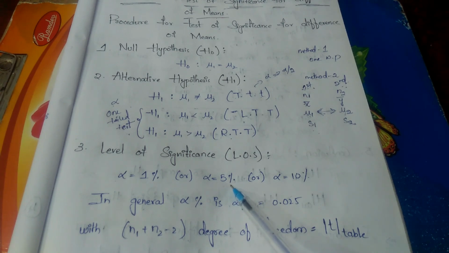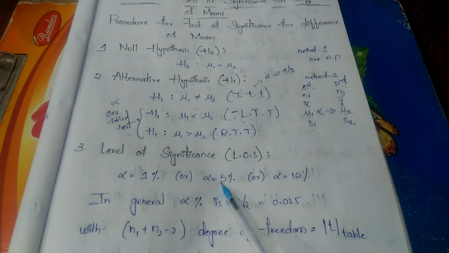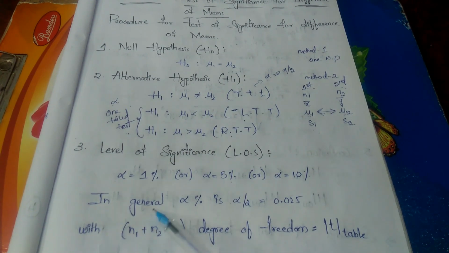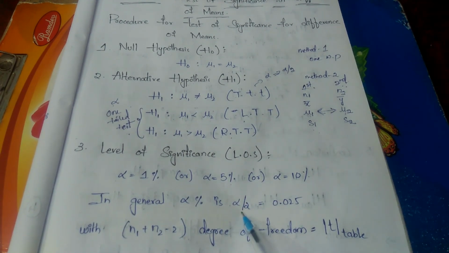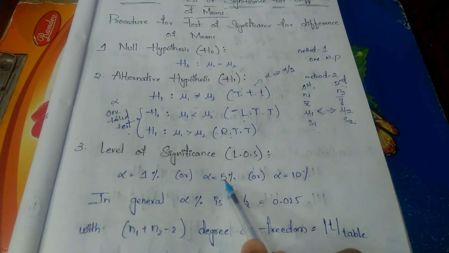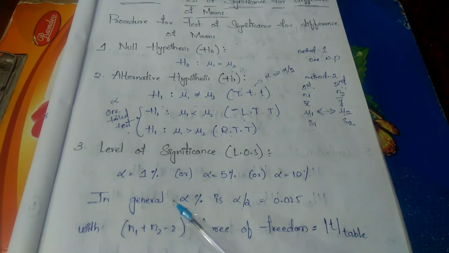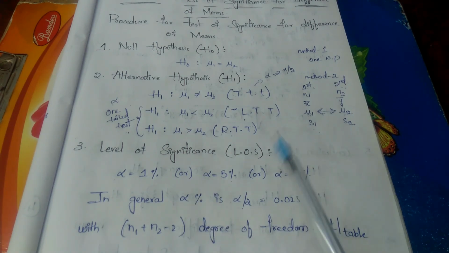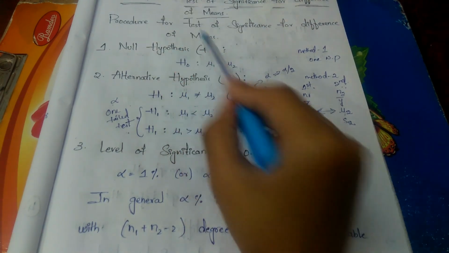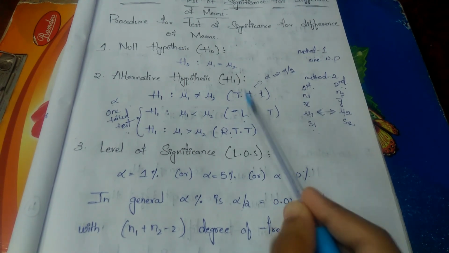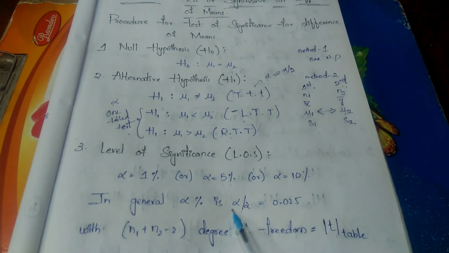But if they don't mention, then you have to take it as 5%. This is a standard alpha value. So in general, alpha percent is alpha by 2. For example, I am taking the alpha percent as 5% because in all the problems we will take alpha as 5%. But we know that in the t distribution under the two-tailed test condition, we will take the alpha as alpha by 2.